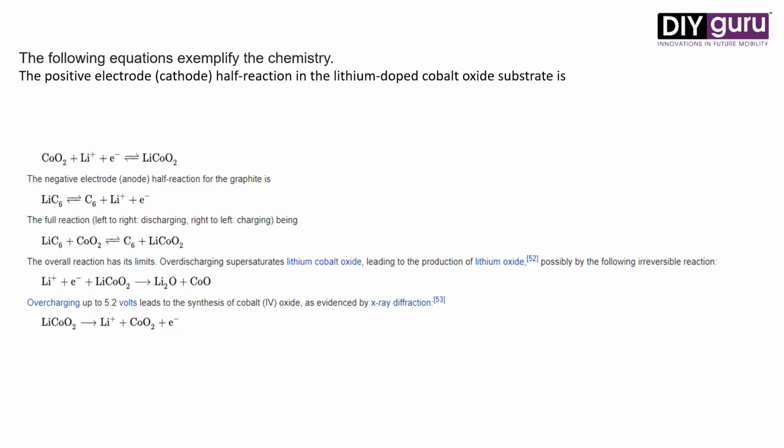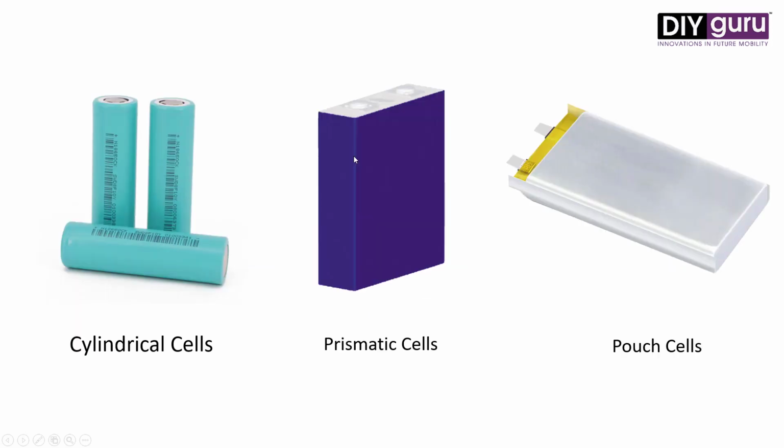So this is the process through which charging and discharging happens in lithium ion batteries. So moving forward, these are the three types of cells that are primarily used when we want to make any battery pack. First one, you can see, is in the cylindrical form, also known as cylindrical cells. Second is prismatic cells, and third are pouch cells.